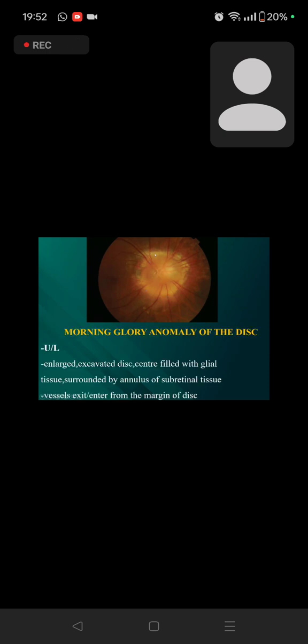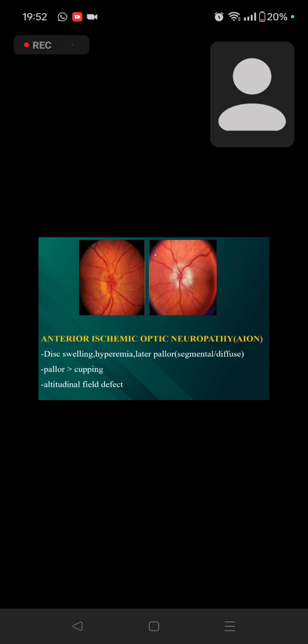And the next important differential is this, you all know, a disc filled with glial tissue, and you can see the exit of vessels from the disc, and there is a surrounding annulus of subretinal tissue. That is a morning glory anomaly of the disc. And this, you all know, is a pallid disc edema. No cupping is present, and it is a frank AION.